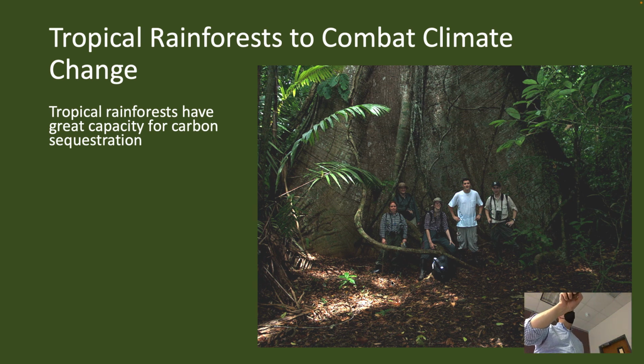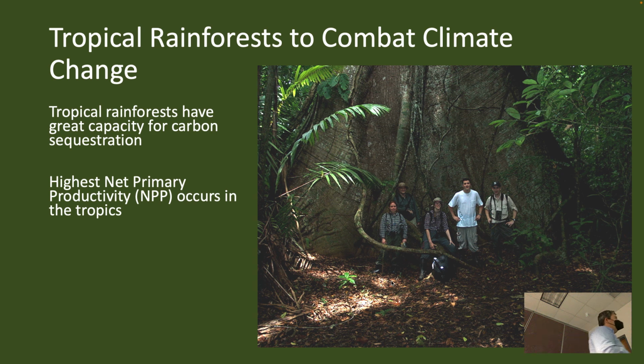This is me with some students that I took to Panama in the early 2000s. We're standing in front of a ceiba tree. And that tree trunk, you can see, there's massive amounts of carbon in that tree pulled out of the atmosphere and stored in that tree trunk. Right? Again, I talked about this the other day in class, but the highest primary productivity, the highest growth rates are in the tropics. So that's where we really should be trying to do this.